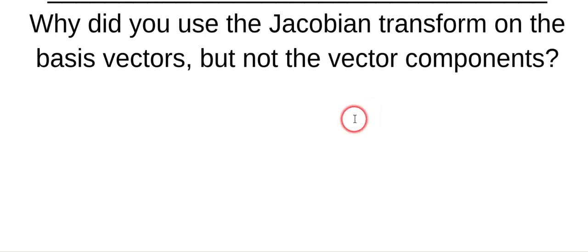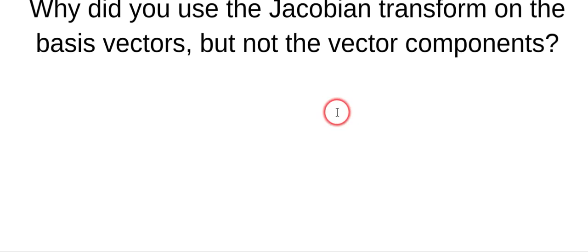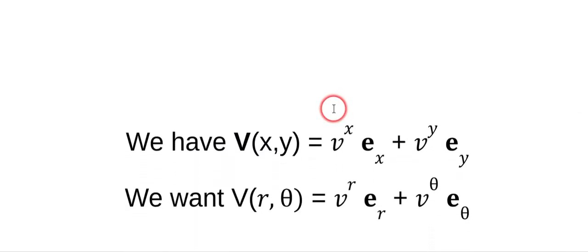You should be consistent when you do this. So let's do it consistently, and I'll show you why I didn't do it, because it's a lot longer. Okay. So we have some vector in Cartesian coordinates, which has these components and these basis vectors. And we want to go to a new vector in the polar coordinates, which has r and theta components, V^r, V^theta, and these basis vectors.